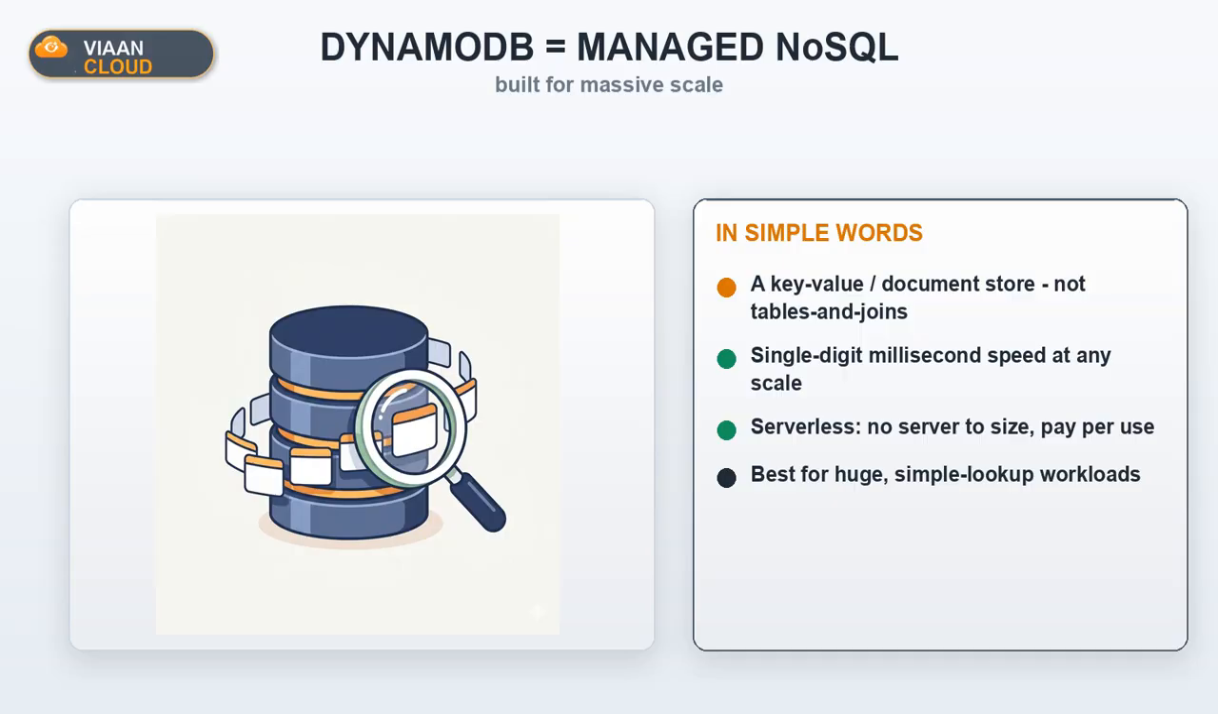DynamoDB is a different beast, a NoSQL key value store built for massive scale. Instead of tables and joins, you look things up by a key and it answers in single-digit milliseconds, no matter how big it gets. It's serverless, so there's nothing to size, you just pay for what you use. Perfect for huge, simple lookup workloads.